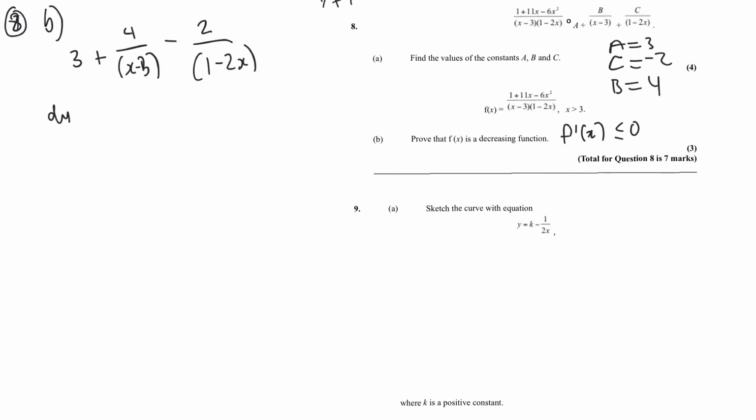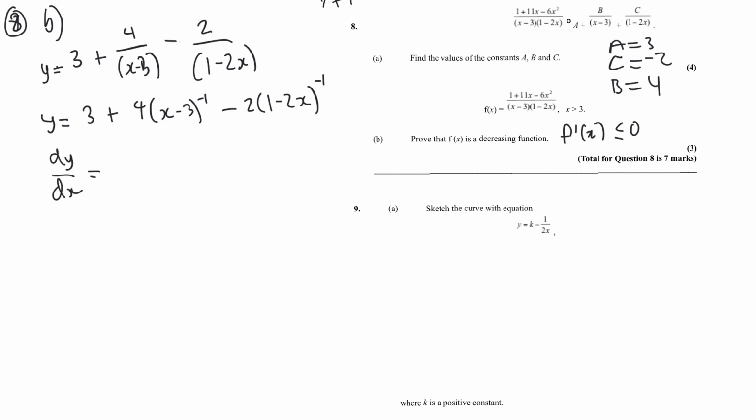So dy by dx of this would be, well, the 3 would go. The 4 over, actually, let's rearrange this first. So another way of writing this is y is equal to 3 plus 4 bracket x minus 3 to the minus 1 minus 2 bracket 1 minus 2x to the minus 1. Now, if we work the differentials, the 3 is going to go, that's going to change to minus 4 x minus 3 to the minus 2, and this will change to plus 2, 1 minus 2x to the minus 2.